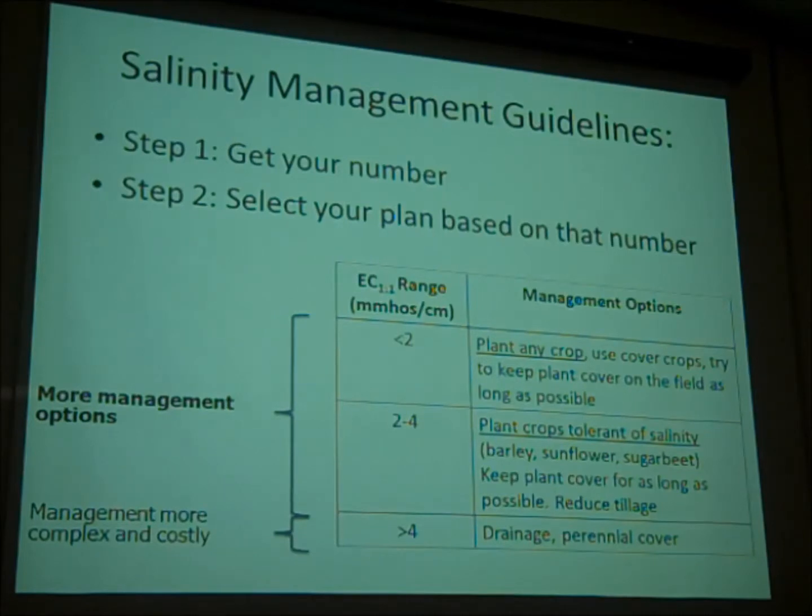The salts. But the problem is, we have a lot of those areas, like the picture I showed, that are in this category. And so what we suggest, and it's still relatively easy, is plant crops with some tolerance of salinity. And we have a couple or three listed here. As well as, like I mentioned earlier, keep plant cover as long as possible, reduce tillage. So I know you guys have a lot of challenges, but you have opportunities to at least stabilize the problem or make it better if you act in 2014 or beyond.